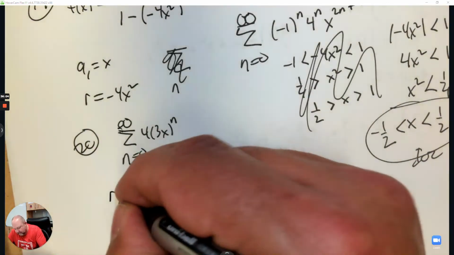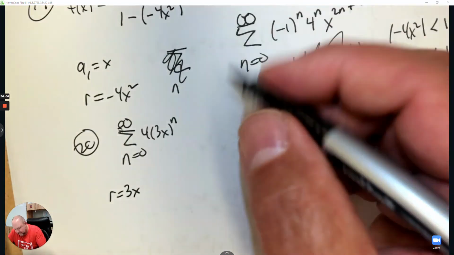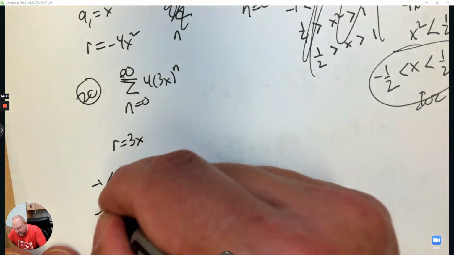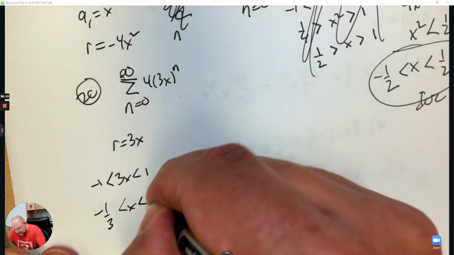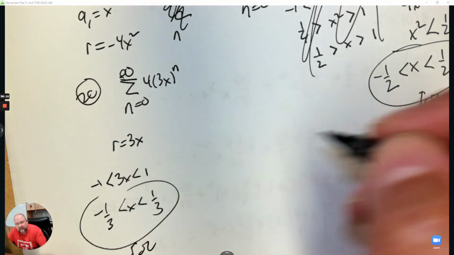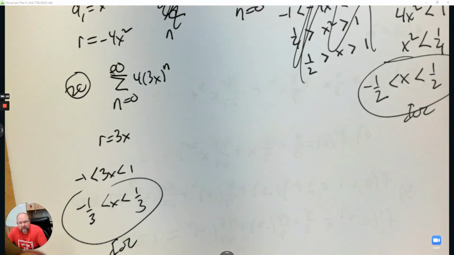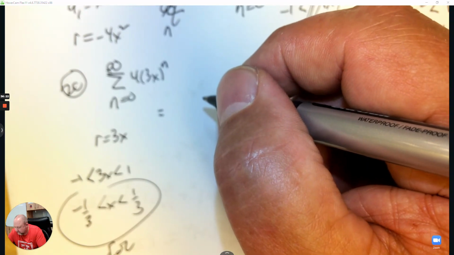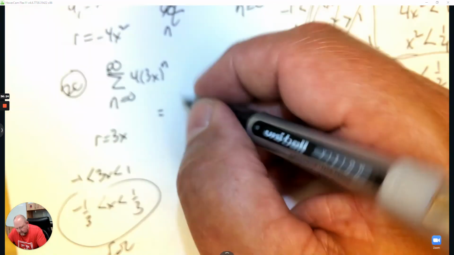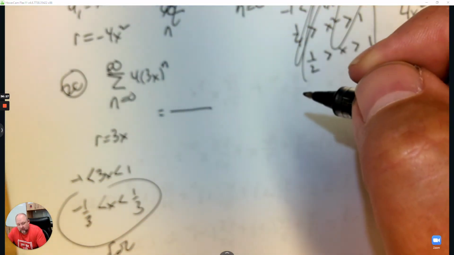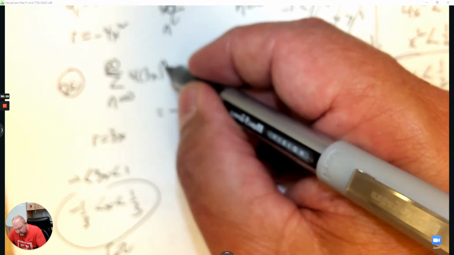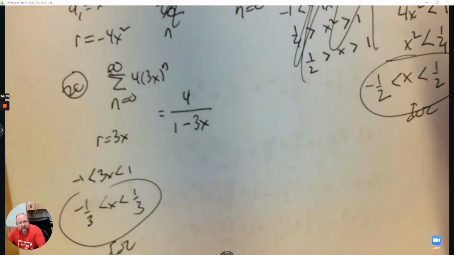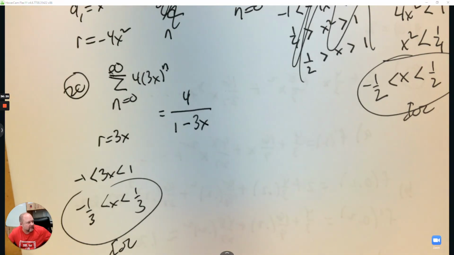All right. Here the common ratio is 3x. Divide by 3. That's the interval of convergence between -1/3 and +1/3. So the first term, when you plug in 0, is 4, and then it's 1 subtract 3x. So it's 4 over 1 subtract 3x.